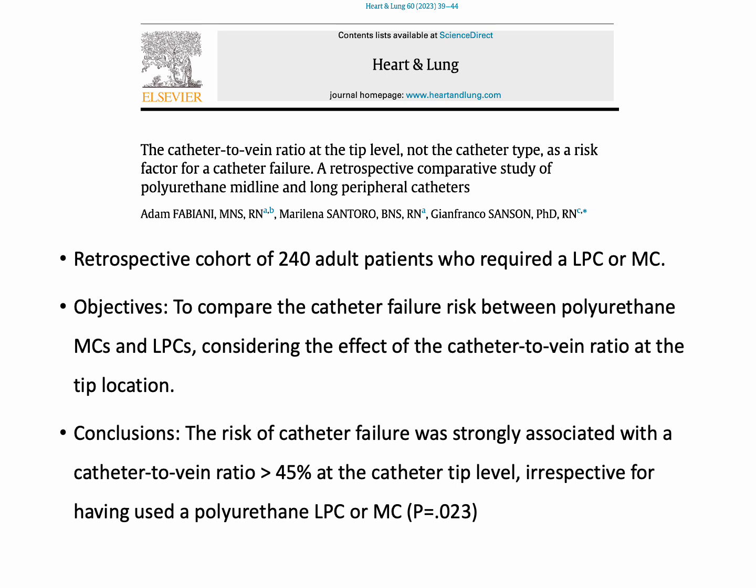What this study found was that the risk of catheter failure was strongly associated with a catheter vessel ratio greater than 45% at the catheter tip level, irrespective of having used a polyurethane long peripheral catheter or midline catheter.